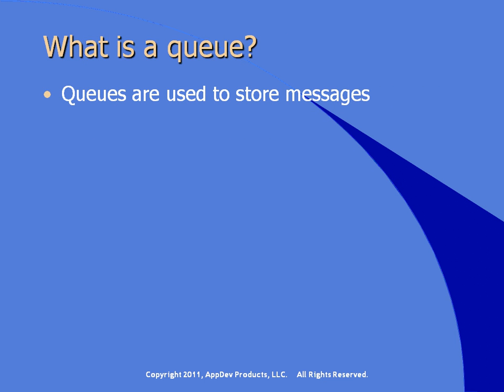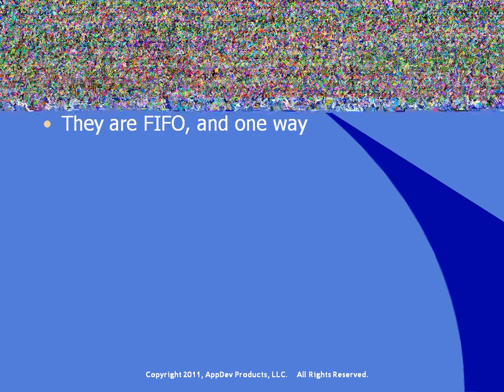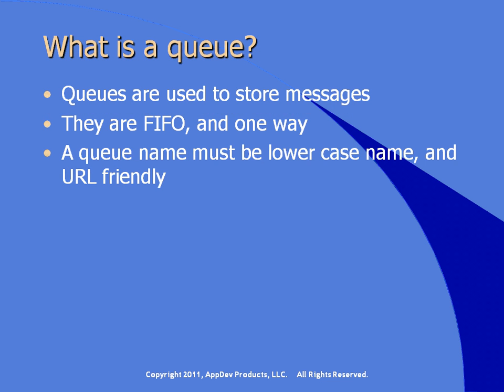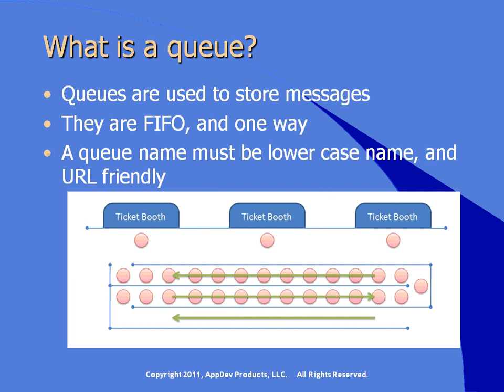So what is a queue? Queues are used to store messages, and they're a first-in, first-out method, and one way only. A queue name must be lowercase and must be URL friendly. So think of this in the example of a ticket booth. Customers come in one end, and it's first come, first served, so first in, first out. The line only moves one direction.